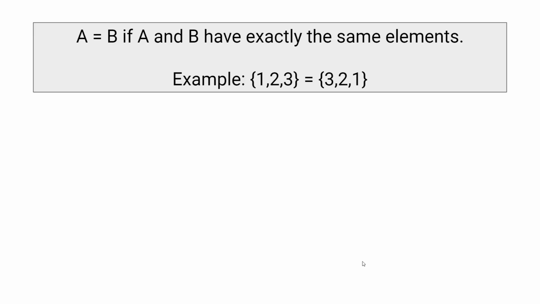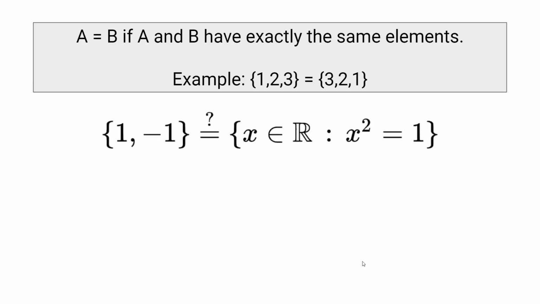But it can be hard to tell sometimes if two sets have the same elements. For example, is the set {1, -1} equal to the set of all x in the real numbers such that x squared equals 1? One is a finite set, and the other is in set builder notation. It's hard to tell if these two sets have the same elements just by looking.